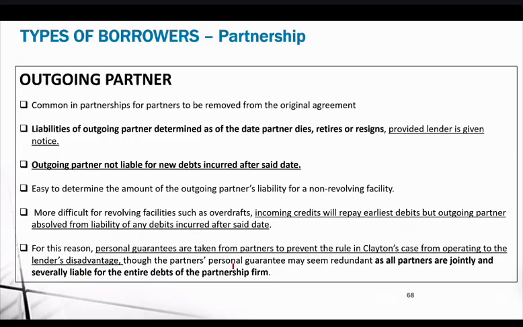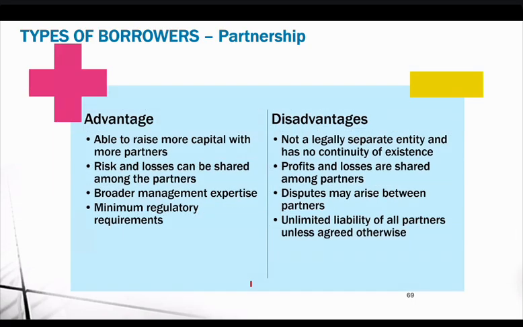For this reason, personal guarantees are taken out for partners to prevent the rule in Clayton's case from operating. But it's redundant anyway, because they're already liable anyway. So it doesn't matter. Advantage: more people, more capital, the losses are shared, broader management expertise, and minimum regulatory requirements.